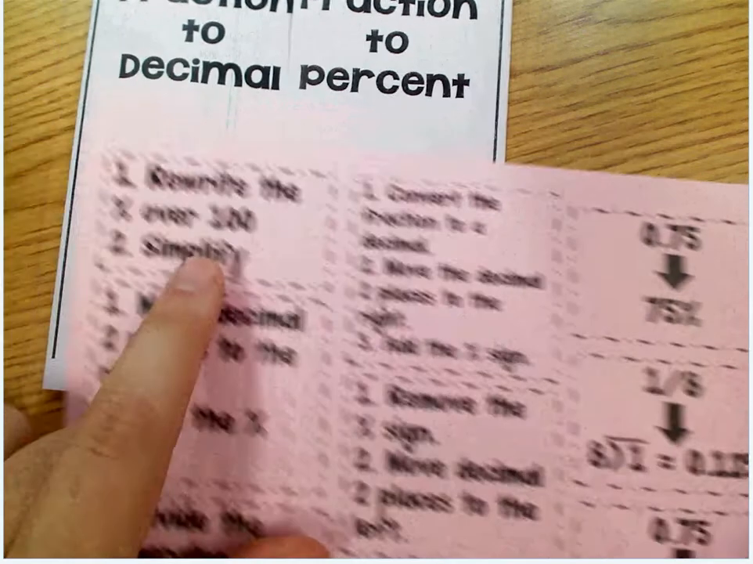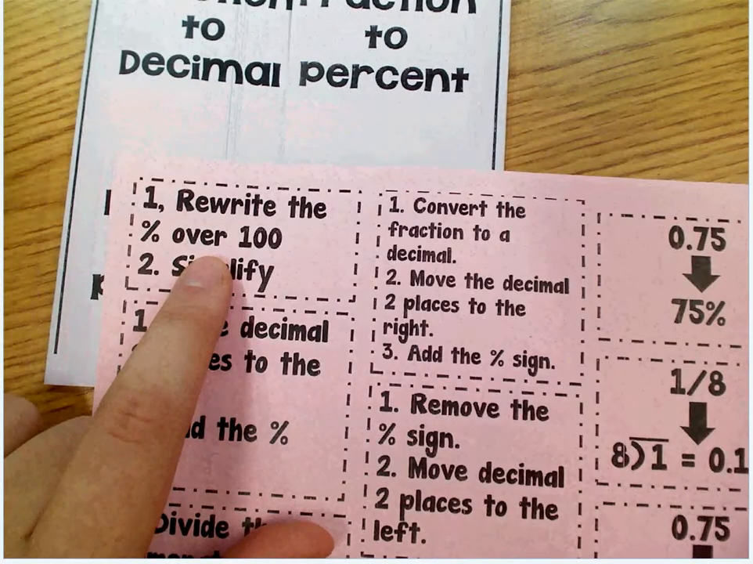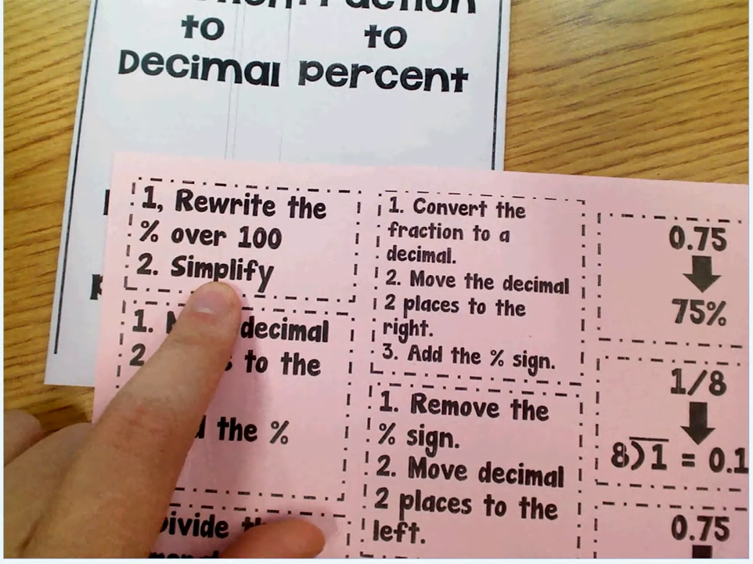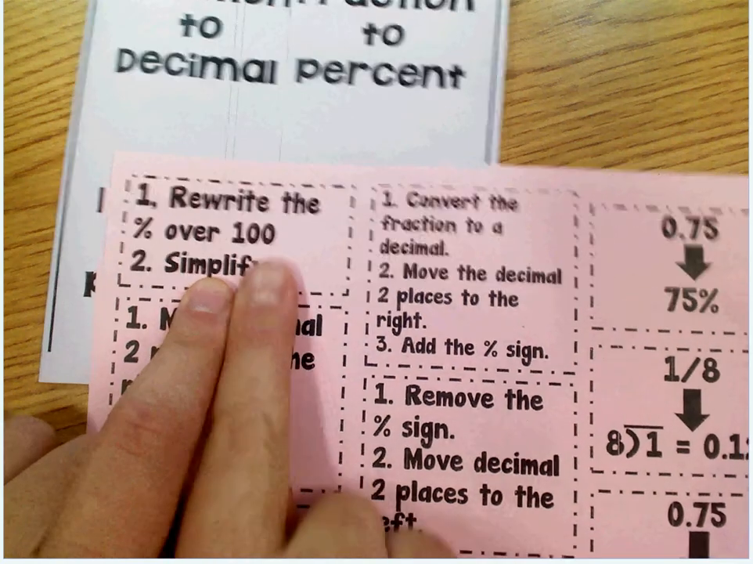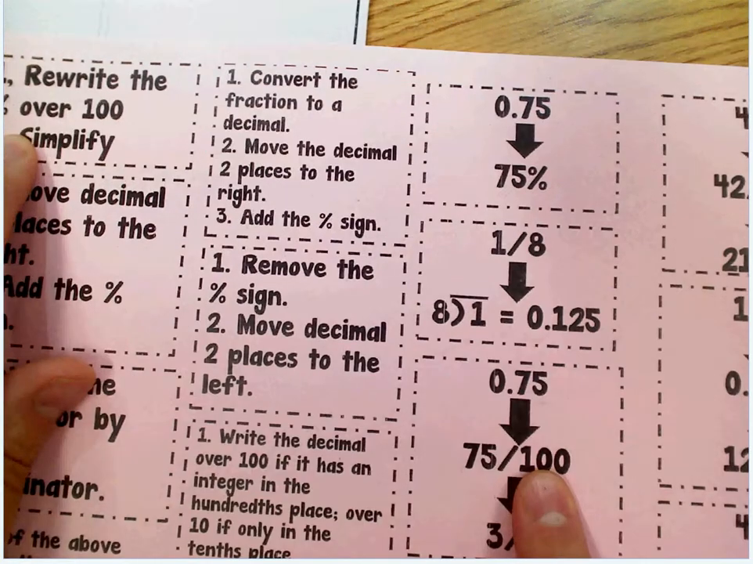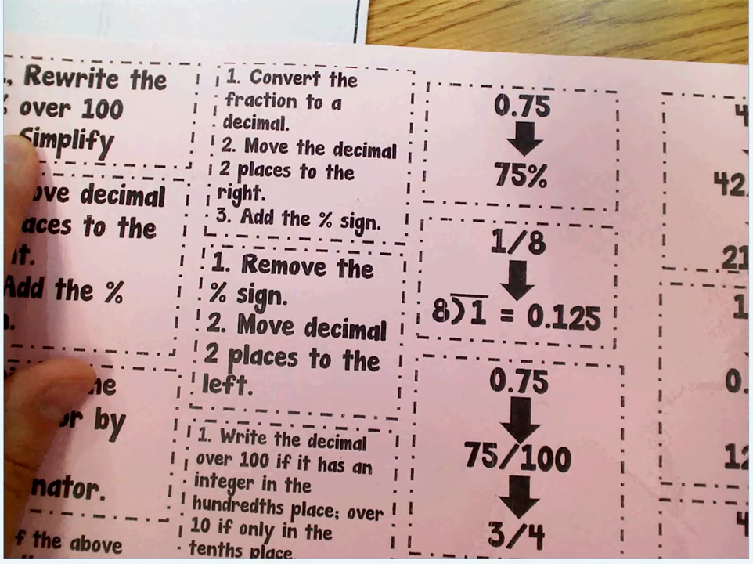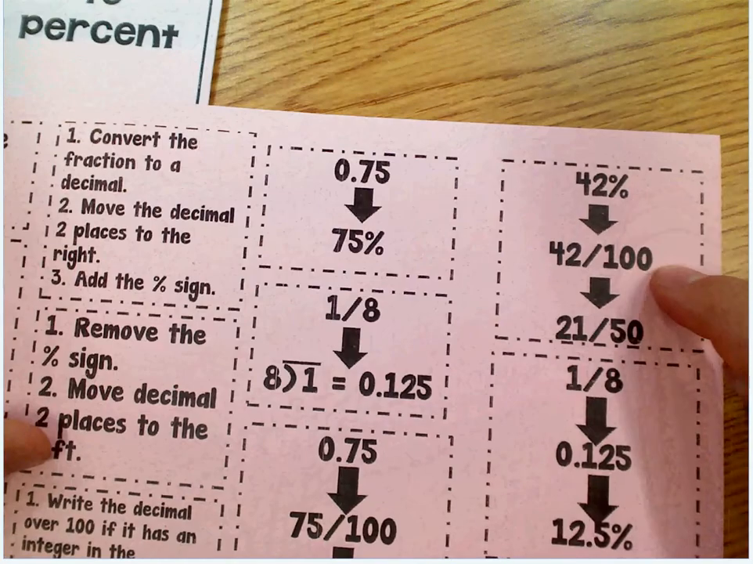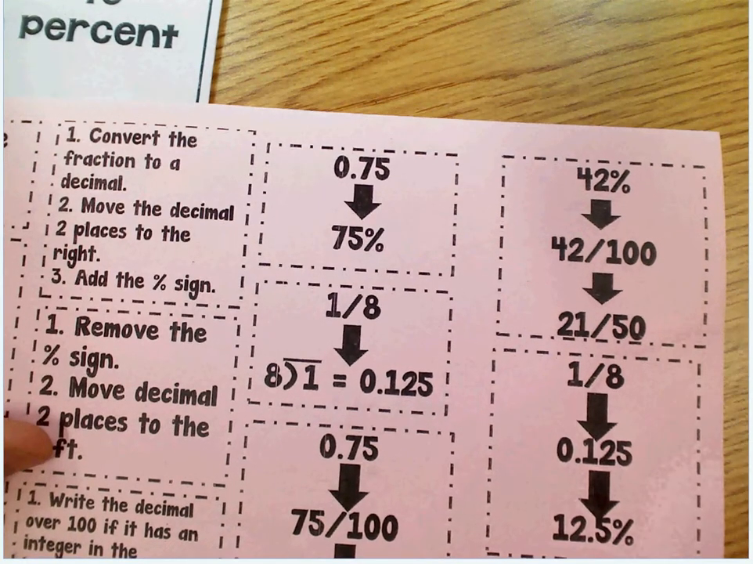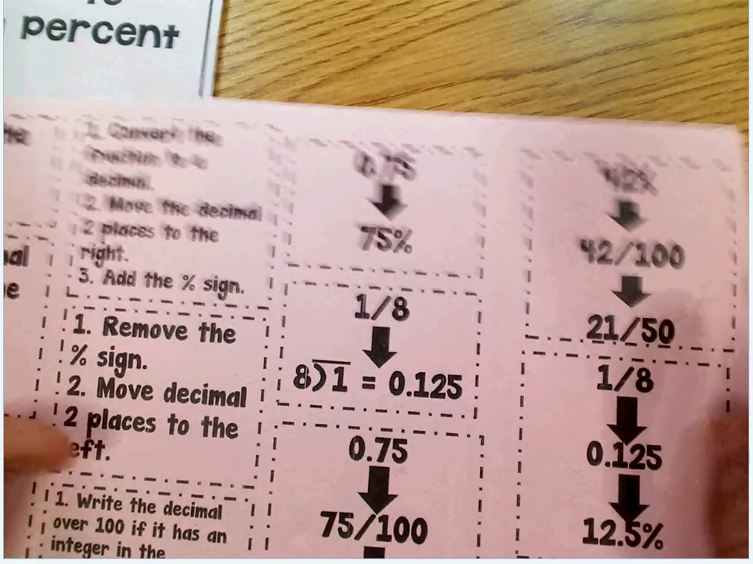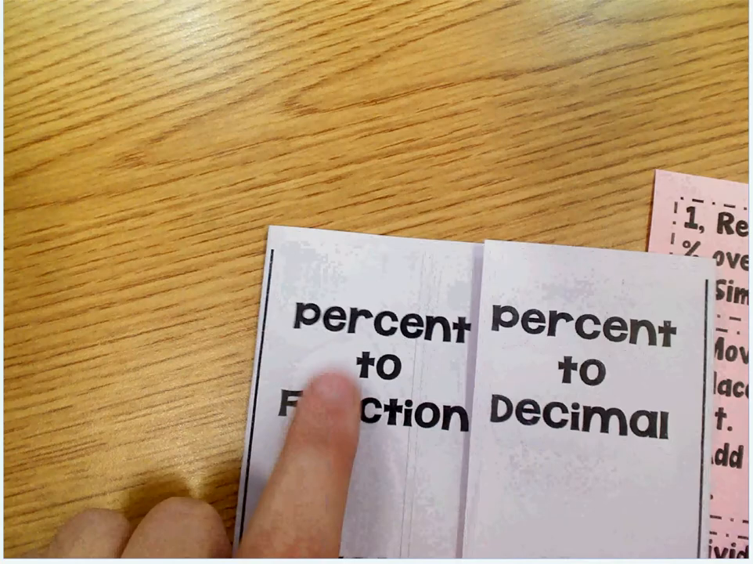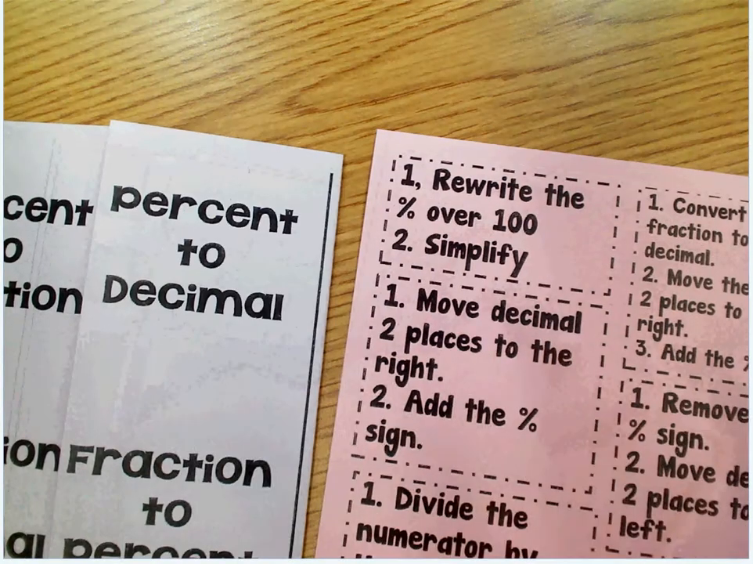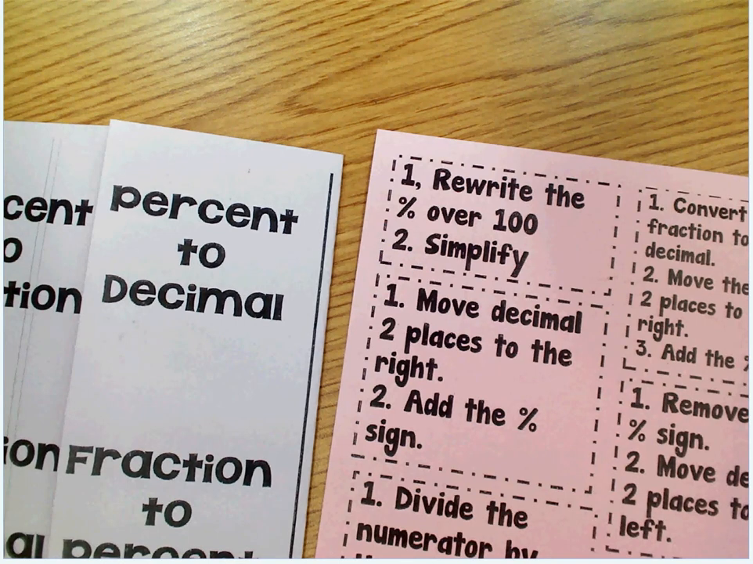So as you can see, I rewrite the percent over 100 and simplify. So which one of these on the opposite side takes a percent, puts it over 100, and then simplifies? Okay. So that would be percent to fraction. So you would cut these out and paste them in the right spot. You need to take your time with it and get it done because you're going to be able to use this on your quizzes and tests.